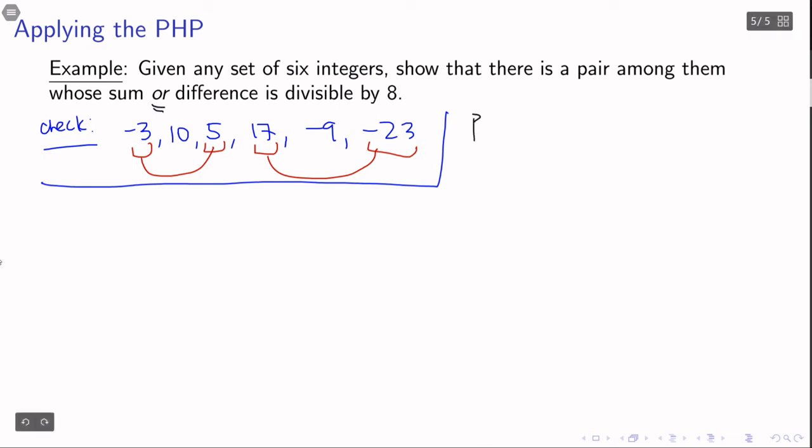Again, think about the question. What are your pigeons? What are your pigeonholes? And how do you make that assignment of pigeons to pigeonholes such that getting 2 pigeons in the same pigeonhole is this desired property?